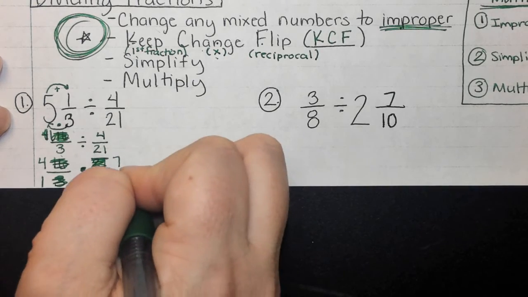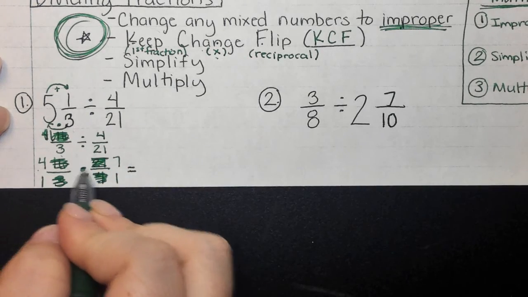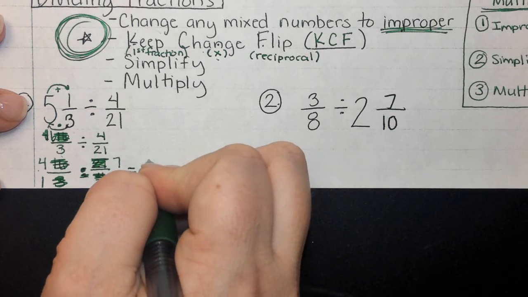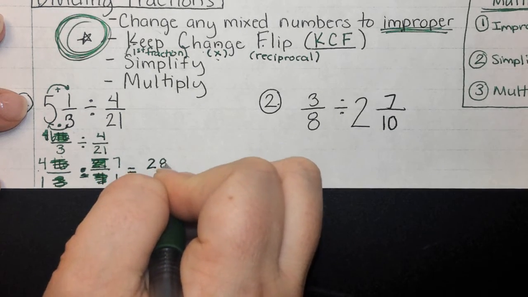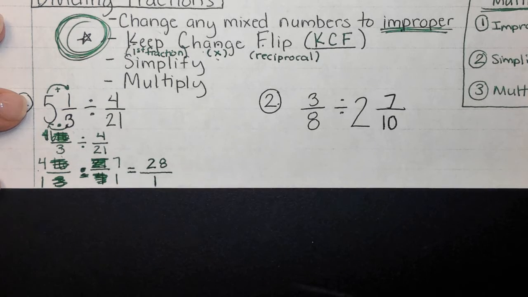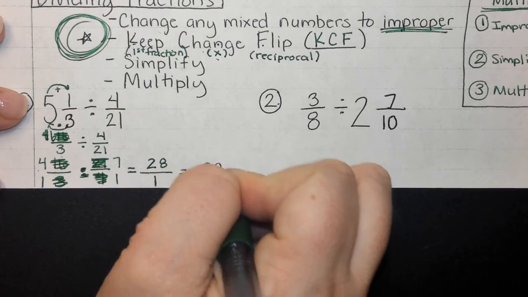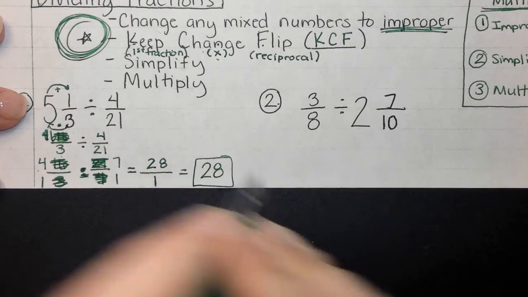All right, is there anything else that can simplify down here? No, so on the top, 4 times 7. Peyton? It's 28, and 1 times 1? 1. Can I leave that as 28 over 1? No. So what am I going to change it to? 28 whole amount. Okay.